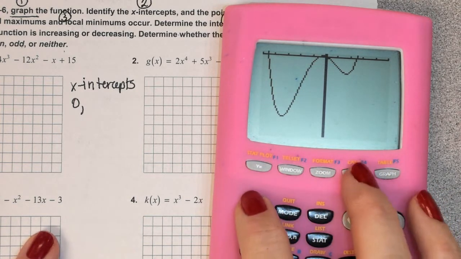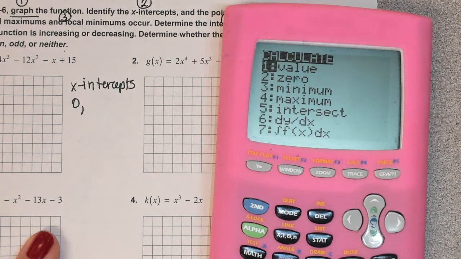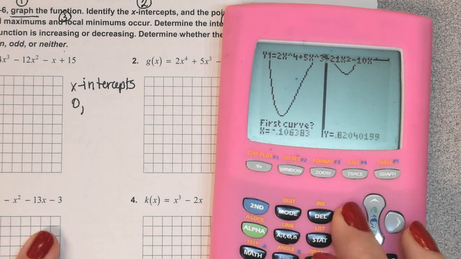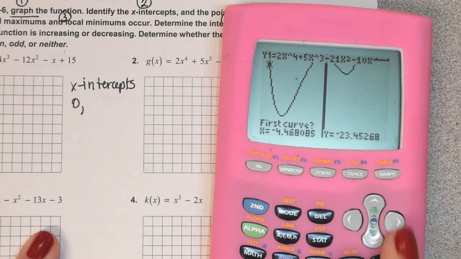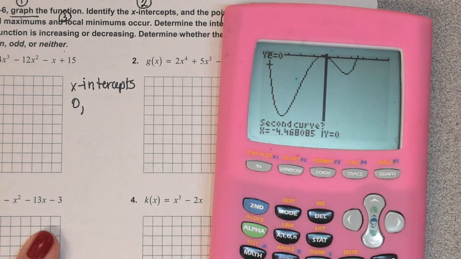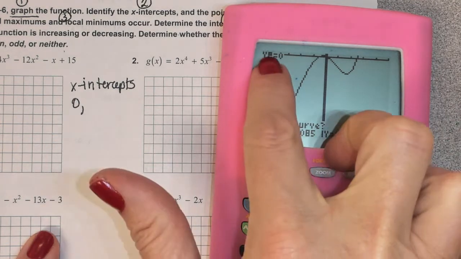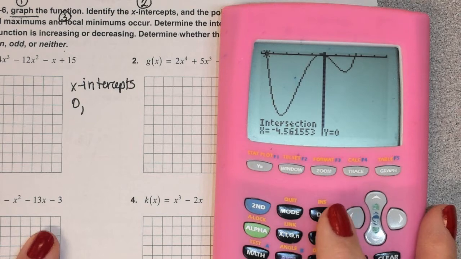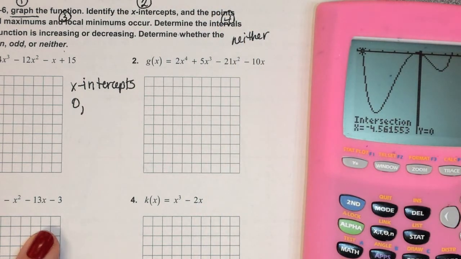Here's what we do. We're going to go to second trace. We want to find the point of intersection. I'm going to go way down here and I'm going to find them from left to right. So I'm going to go way down to that first one, and I have to be close to it for it to know which one to find. Then I just hit enter to tell that's my first curve. Yes, that is my second curve. So I hit enter, and I hit enter one more time. And there's my point of intersection, negative 4.56.